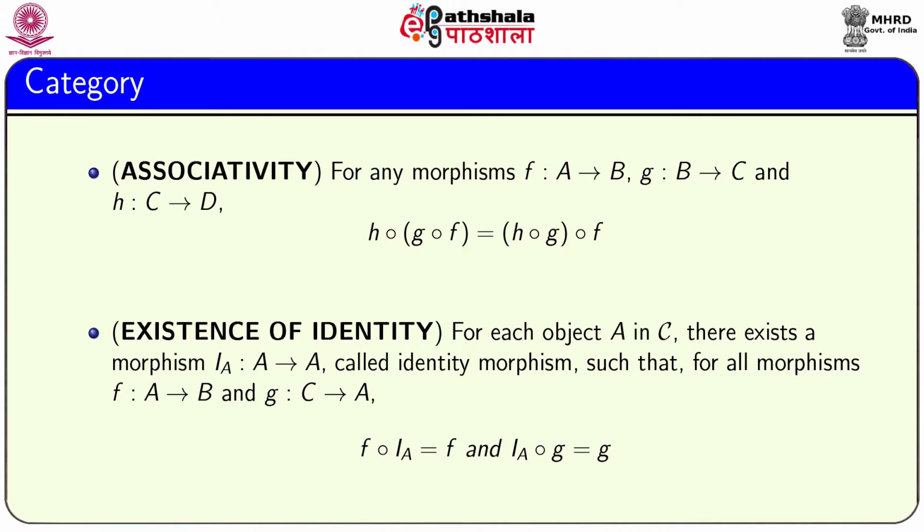Secondly, existence of identity, which says that for each object A in C, the category, there exists a specific morphism I_A which satisfies the following conditions: when f is taken from Hom(A,B) and g is taken from Hom(C,A), then f composed I_A is equal to f and I_A composed g should be equal to g.